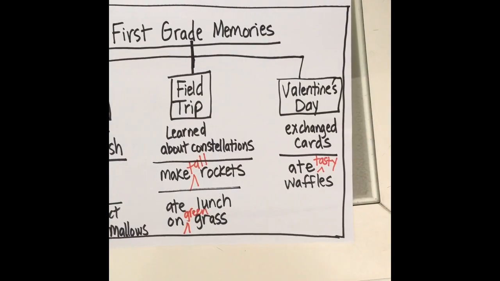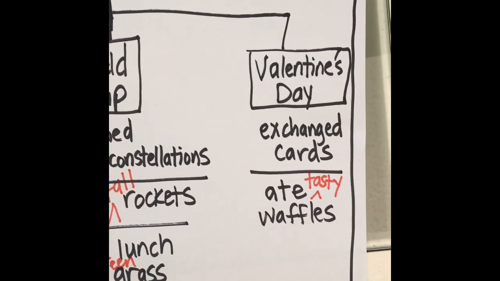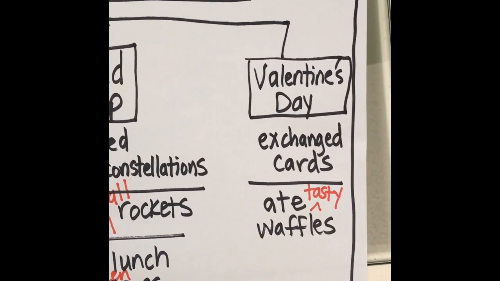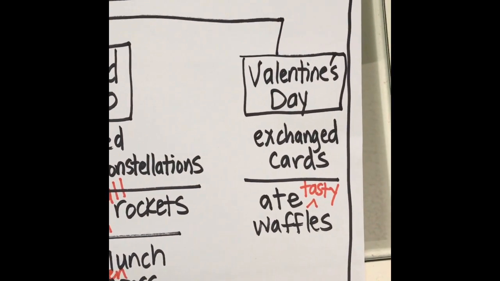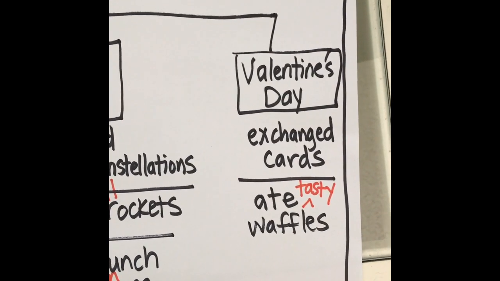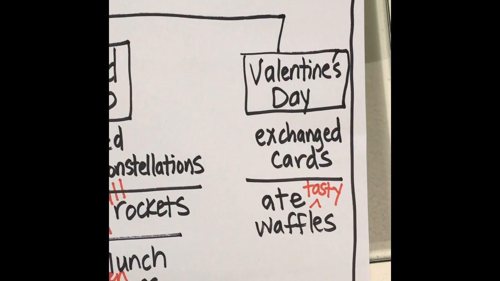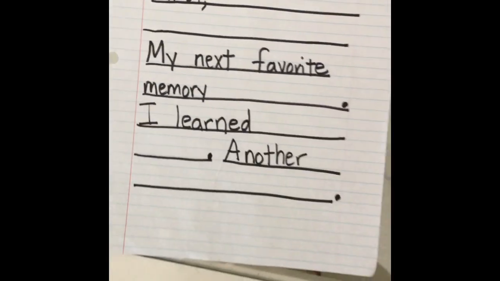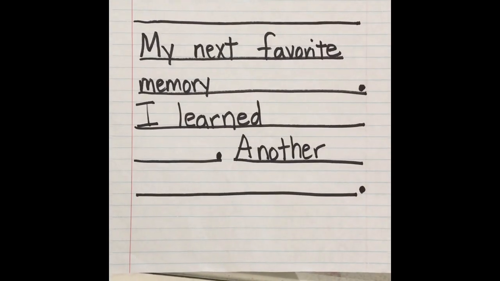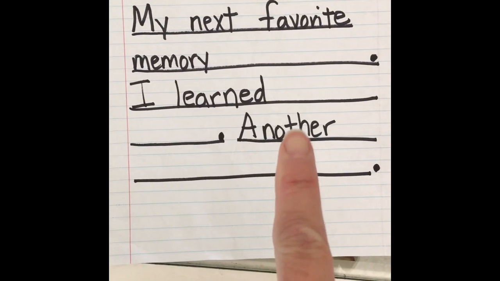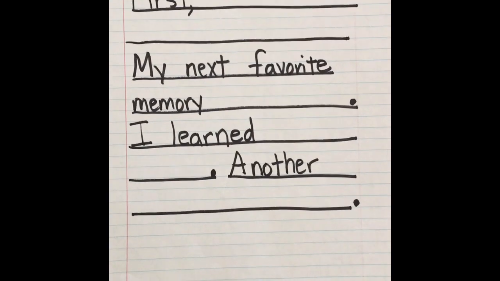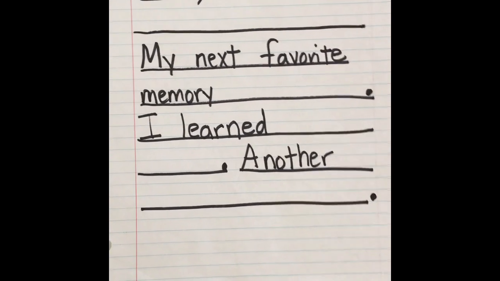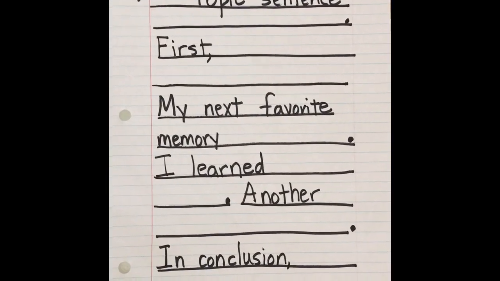Your turn. Now you're going to write about your last one. Mine was Valentine's Day. So I would use another transition word. Another favorite memory was Valentine's Day, where we got to exchange cards and I ate tasty waffles. So now to your final copy. After you verbalize it, you're going to write your sentence. And be sure to use Stretchy Snake or Chunky Monkey to help you with your spelling. Your turn.